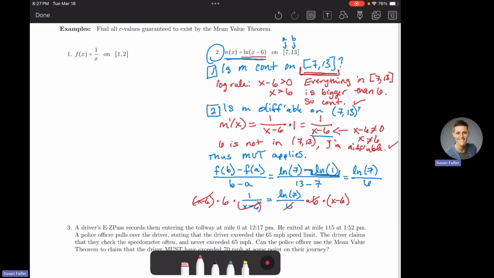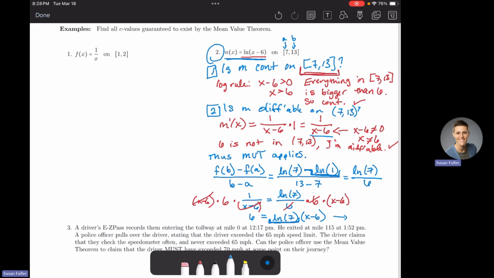So when I do that, on the left, I have 6 times 1, which is just 6 left. On the right-hand side, I have the natural log of 7 times x minus 6. And now, again, I'm still trying to solve for x. Here, if you wanted to, you could distribute that ln of 7. But to be honest with you, the ln of 7 is just a number, and it kind of freaks people out because it's not the prettiest number. So I just want to get rid of it right now and cut it off at the pass so that I don't have to deal with it anymore.